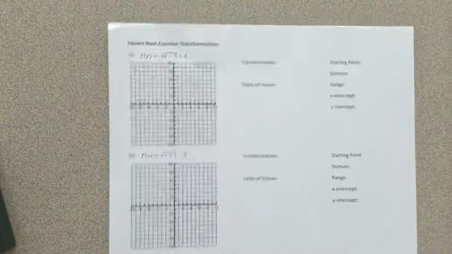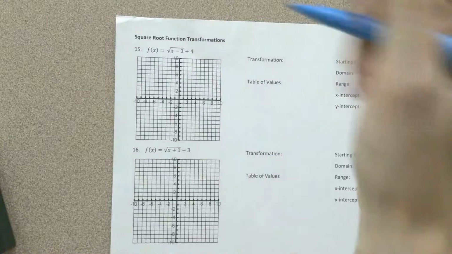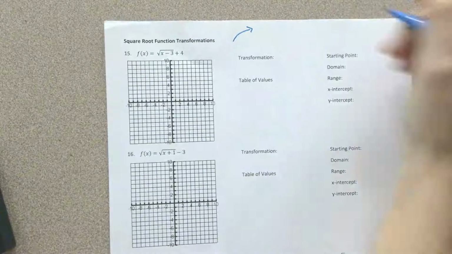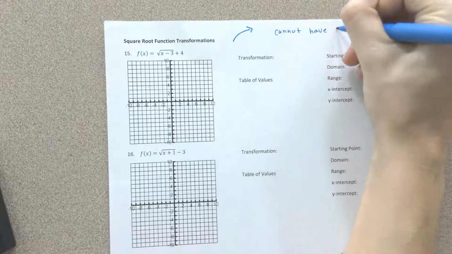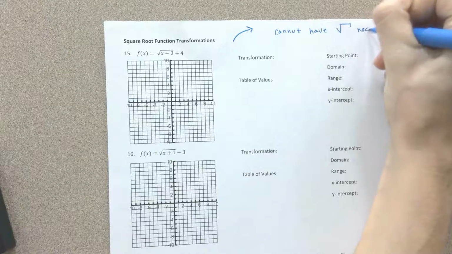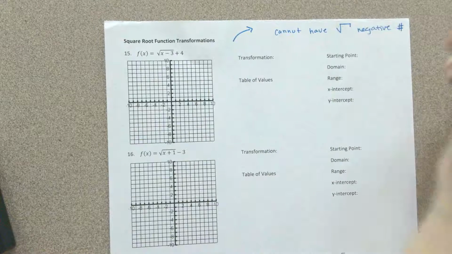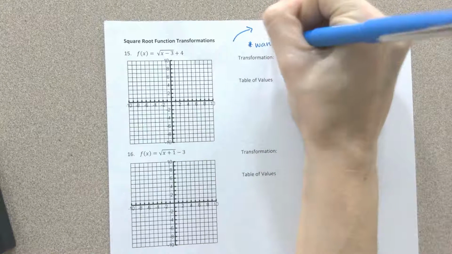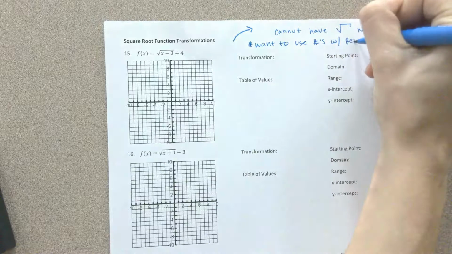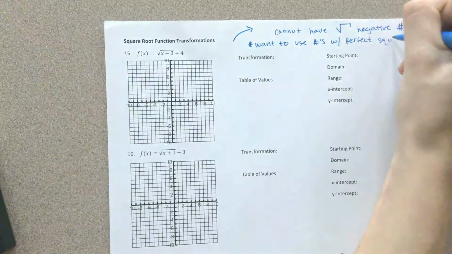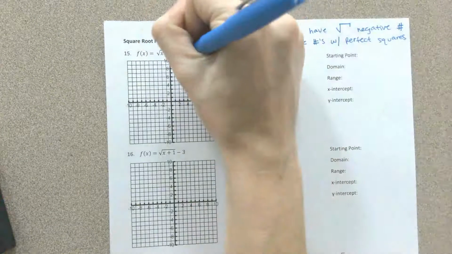Looking at square root functions, we know that our square root looks like this, and we know that we cannot have square root of a negative number. Okay, we also want to use numbers with perfect squares to graph. Okay, so we have h and we have k.